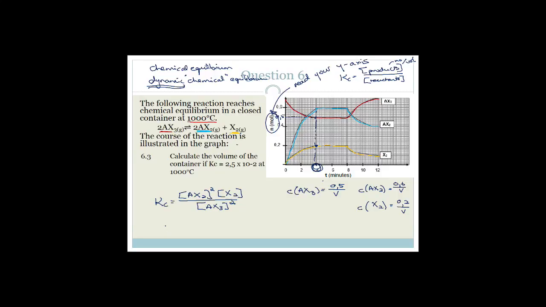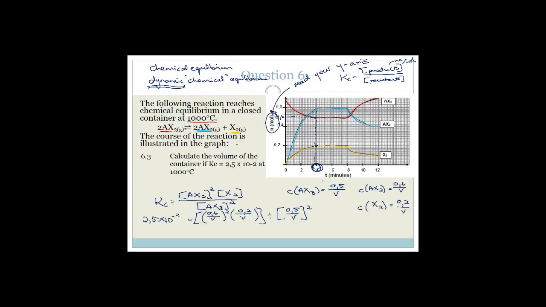Okay. So what we need to do now is substitute these letters and this number here into this and then solve. So we have 2.5 times 10 to the negative 2 is equal to the concentration of AX2, 0.6 over V, all squared, times X2, which is 0.2 over V, all divided by, and I'm doing this slowly, 0.5 over V, all squared.